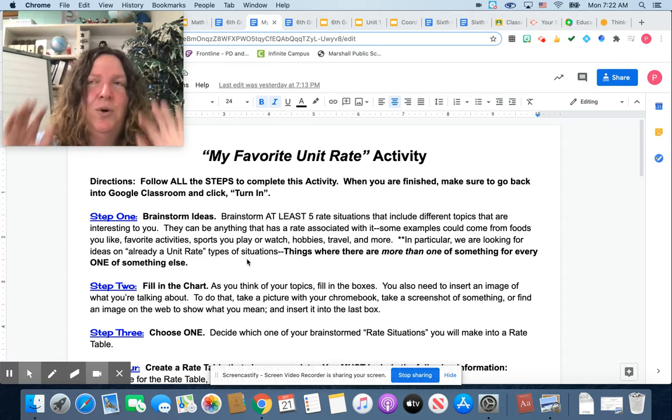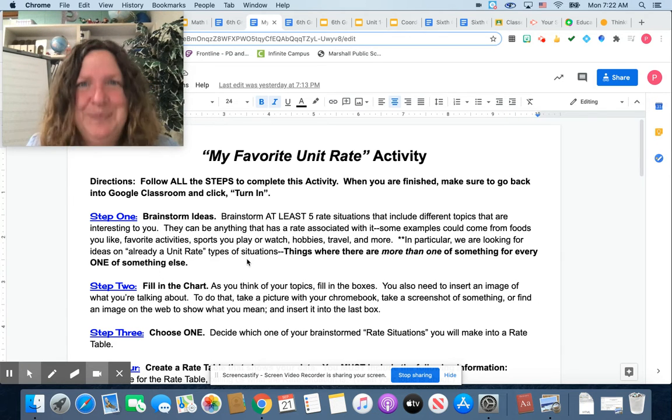If you're like, "Yeah, I totally get this unit rate thing, I want a challenge," try something that doesn't start as a unit rate. If this is feeling new for you, start with something that has a unit rate.